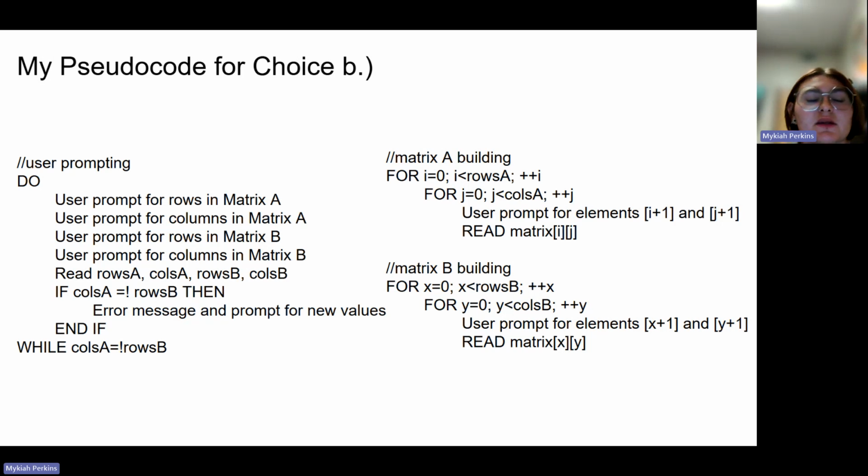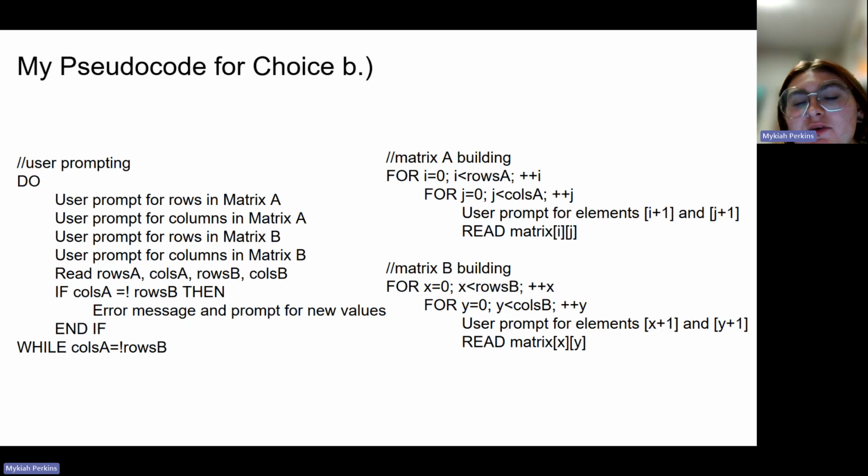Because the if statement is nested in that do while loop, I have automatic reprompt, and it'll simply go through the loop again. And then we go into building matrix A. So I have a nested for loop. So we start by initializing our I variable to 0. And then for I less than whatever input for rows A, self counting.